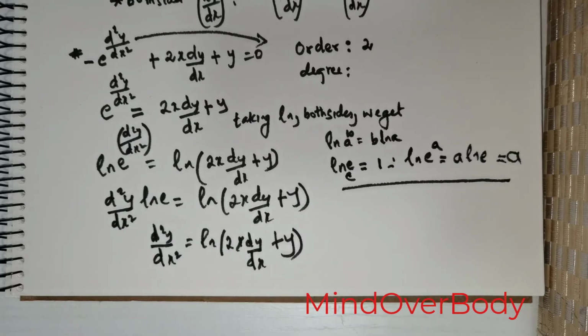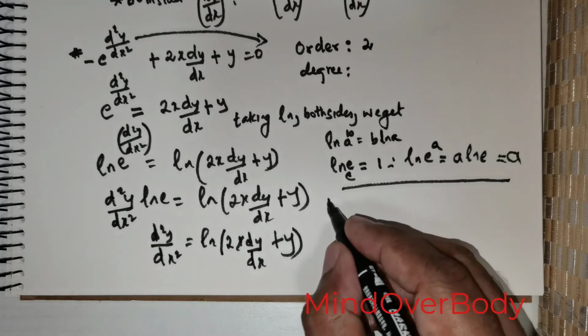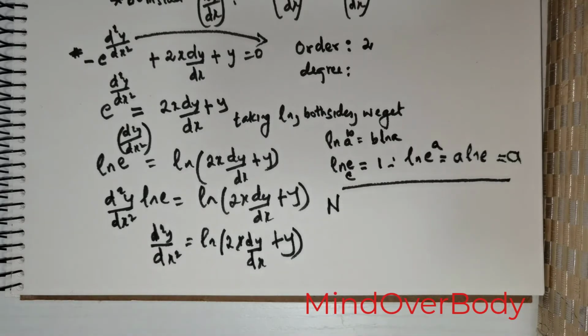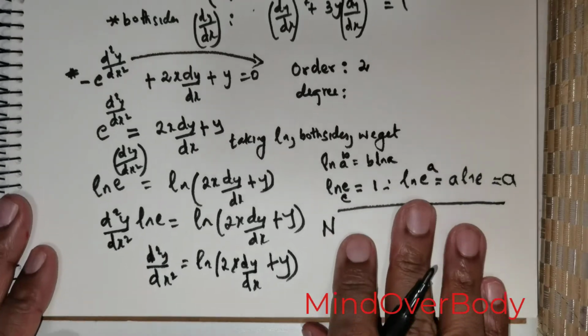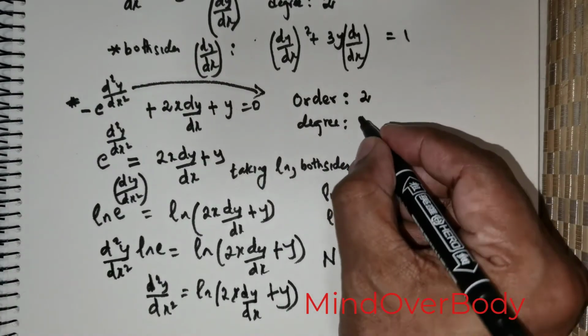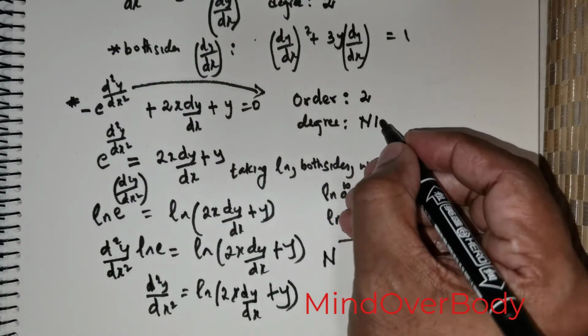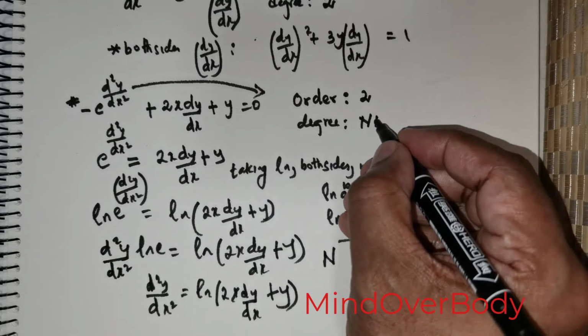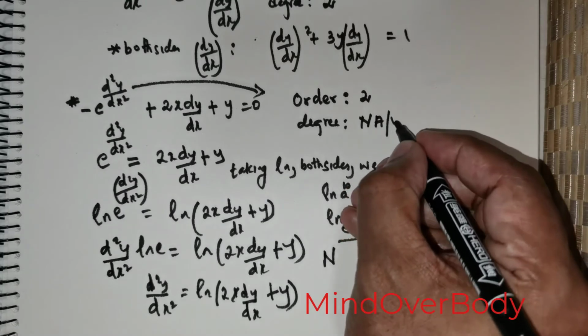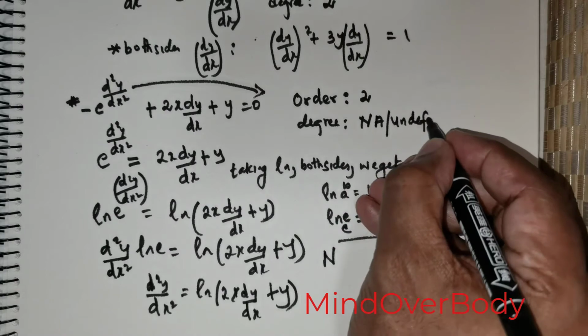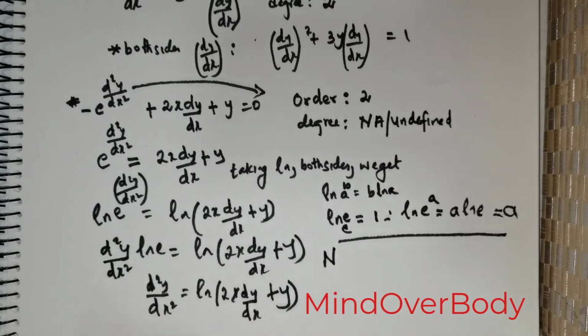Now the question comes, is this polynomial form? Yes or no? The answer is a simple no, because when we talk about polynomial form, we do not have a presence of the logarithmic function involved. So what should be the answer in this case? In this case, the degree is undefined. You can say not applicable, or you can use the word undefined, depending on what choice they are giving you.